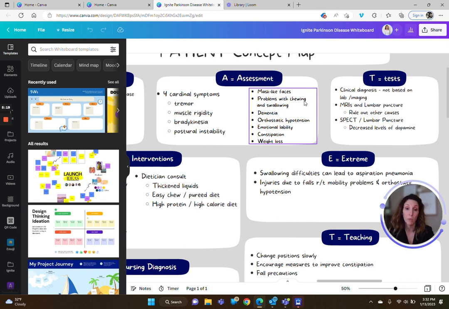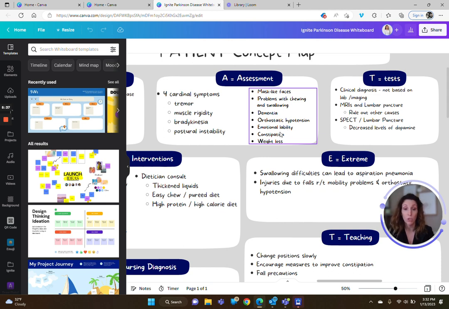They may develop problems with chewing and swallowing, again, because those muscles that are working to do that don't move like they should. These patients commonly develop dementia. It's very common for them to develop dementia. And like we already said, they may have orthostatic hypotension.